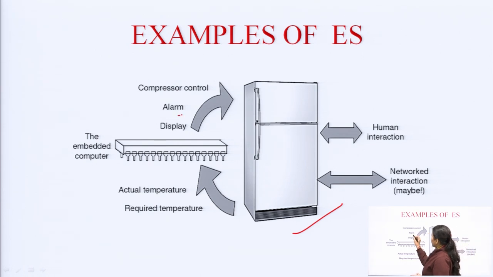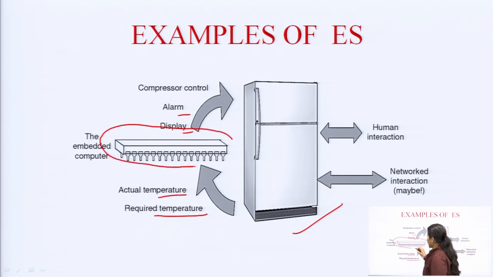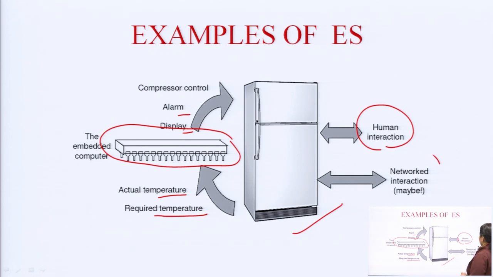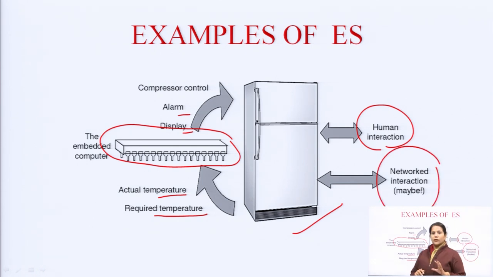Like the alarm, display, actual temperature and the required temperature, all these things are being controlled by the embedded computer inside the refrigerator. Another important thing is human interaction, and another is networked interaction. It may or may not be possible to have an internet connection within the refrigerator. So this is a very advanced refrigerator having a chip embedded into it, and that chip has the microprocessor or the microcontroller at its heart, which is able to manage all the processes going on in the refrigerator. In this way, all the things are automatically managed.